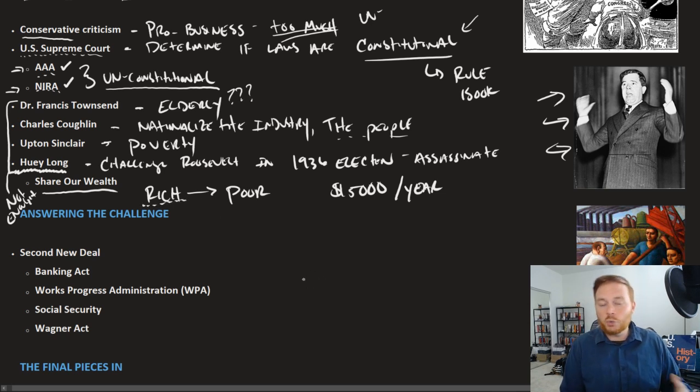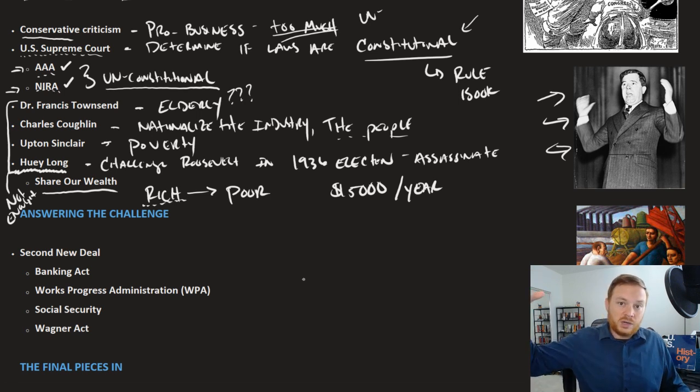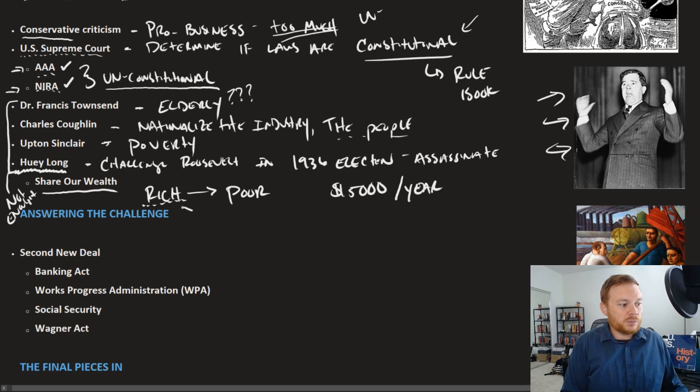Huey Long said, look, once you make a certain amount of money, I don't remember exactly what the price tag was, but once you make a certain amount of money, the U.S. government's going to put a cap on that. And any money in excess of that amount is going to be taken from the rich and given to the poor. Huey Long was nicknamed Robin Hood for his plan.